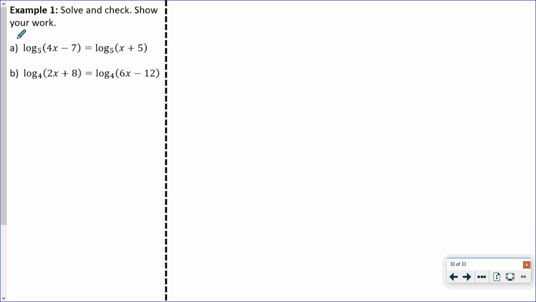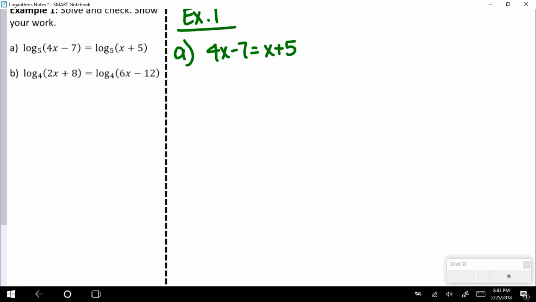So solve and check, show your work. Log base 5 of 4x minus 7 equals log base 5 of x plus 5. According to that last property that we just talked about, what's inside this log has to equal what's inside this log for this to be true. So to solve it, 4x minus 7 has to be equal to x plus 5. So you drop the logs, ignore the logs for now, and then you just set what's inside equal. Then we solve for x.